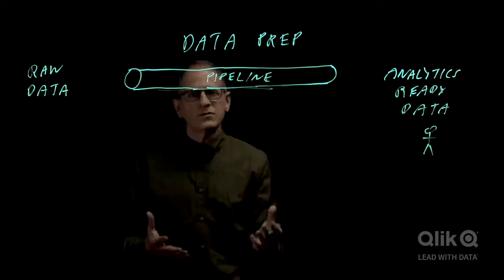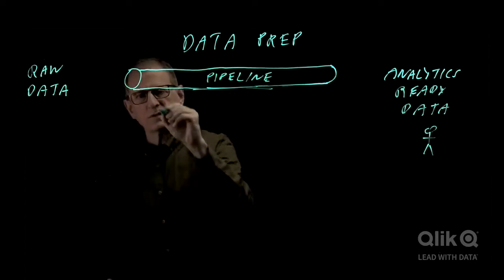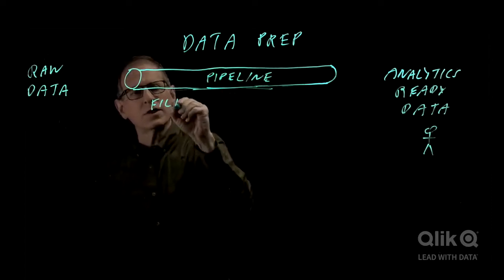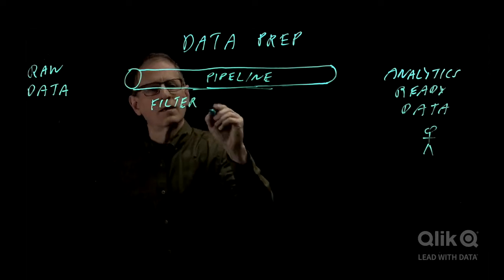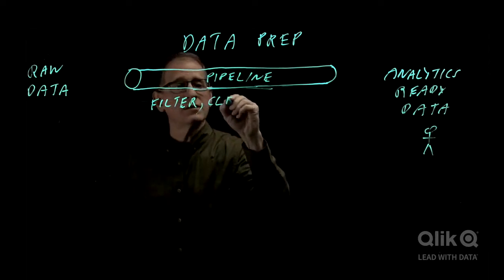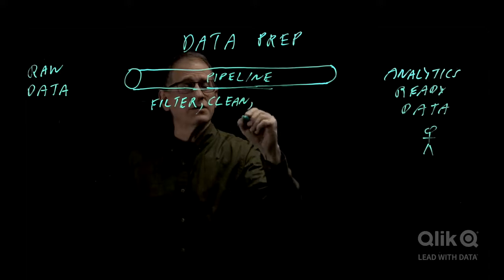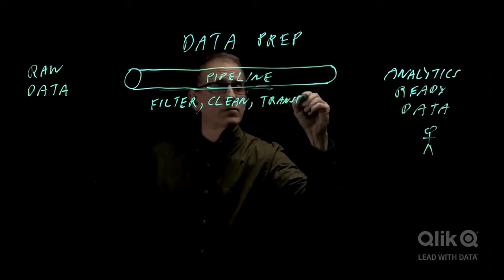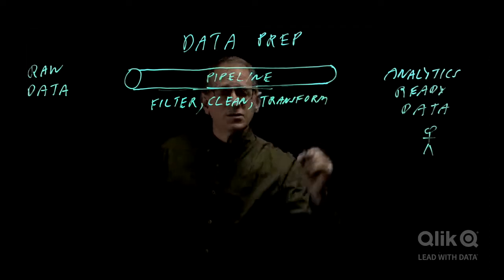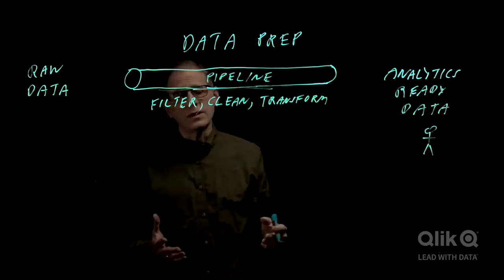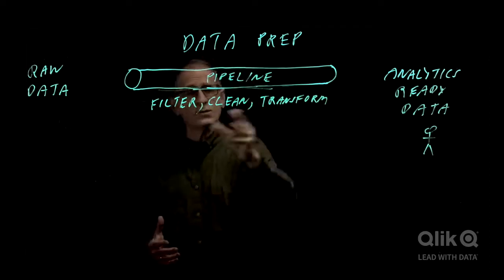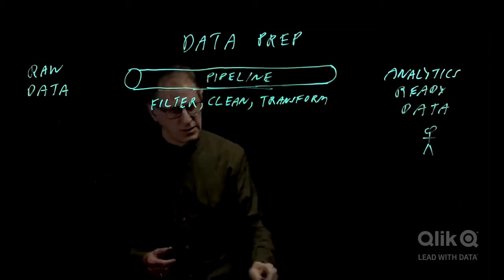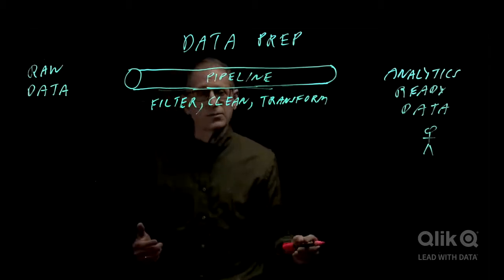Now, what are you doing within this pipeline? You're doing things like perhaps you're filtering the data. You're cleaning the data. There's essentially dirty data. You need to clean it. You're transforming the data. These are just a few examples of what we mean by what's happening in the pipeline, and these are all examples of data prep. So let's take a couple of specific examples.